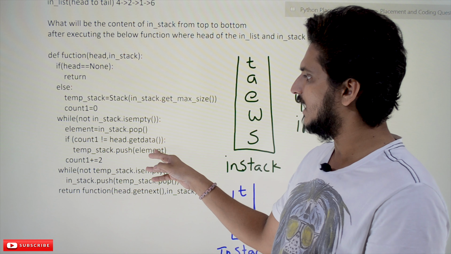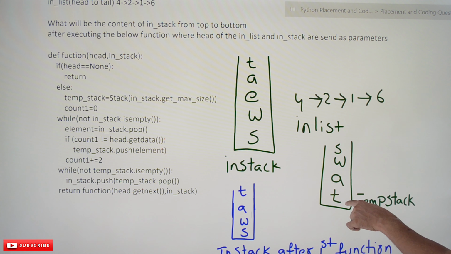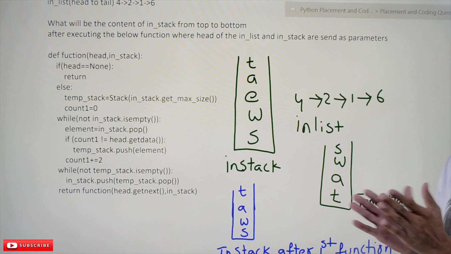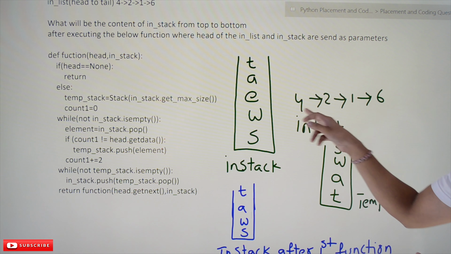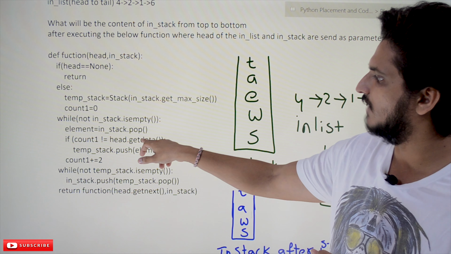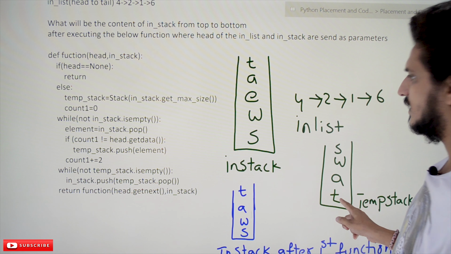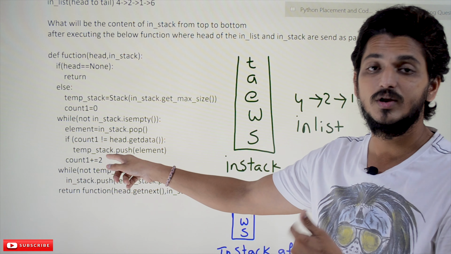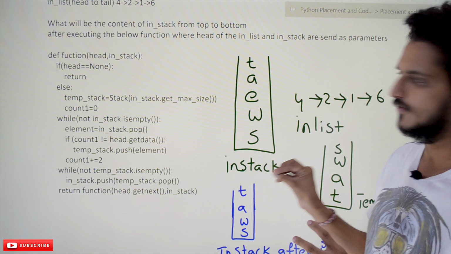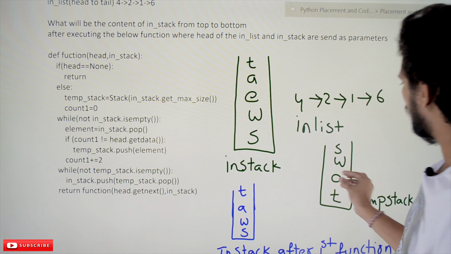tempStack.push(element), whatever element we popped off from the inStack, push it into the temp stack if the condition is satisfied. What's the condition? Count1 not equal to head.getData(), here in this situation 4 will be the value. 0 not equal to 4, yes, condition yes, t is pushed. Again count is increasing, count1 will be 2 now. Again element is equal to, next a will be popped off. If 2 not equal to head.getData(), yes, condition is yes, push a into here.